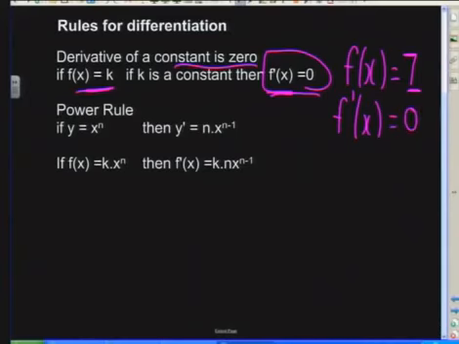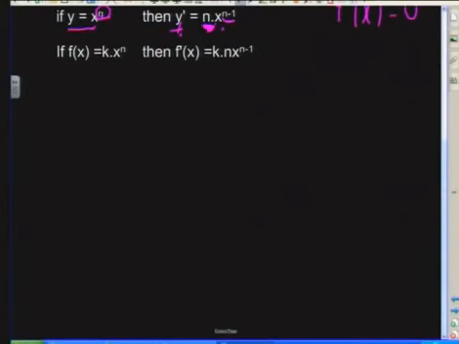Then the power rule. If you've got a function y is equal to x to the power of n, then the derivative of y is going to be equal to n. You take that n, that power, and you multiply it to the front of the x, or the coefficient of the x, and then you subtract 1 from the power. So if y is equal to x to the power of n, then the derivative of y is n times x to the power n minus 1. Okay? We'll go over that rule when we look at more examples.